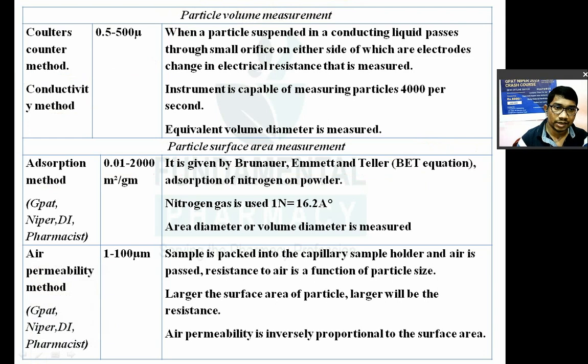So in the adsorption method, liquid nitrogen is allowed to adsorb on the powder surface, and it is given by the adsorption isotherm. They are given by BET, Brunauer, Emmett, Taylor. Okay, that's why the BET equation is related with the particle surface area measurement by using the adsorption method.